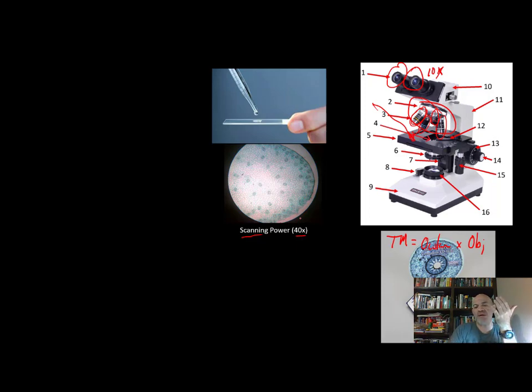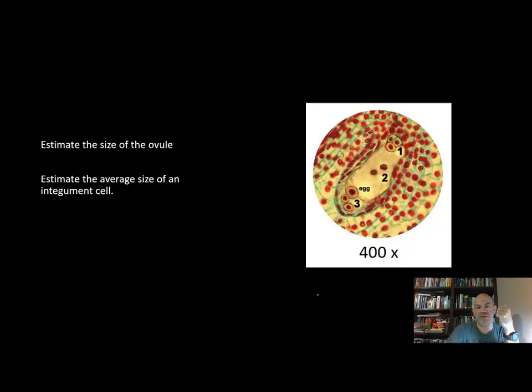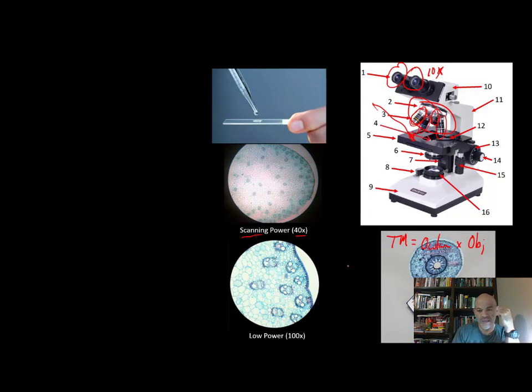Now, if I move up to low power, I'm going to see less of the specimen. My field of view has gotten smaller. So here under low power, the magnification is a total power of 100. And this brings up the idea that when your magnification increases, what happens to your field of view, the diameter that you see, is that it decreases. So the two variables move in opposite directions. That's saying they're inversely related. When one goes up, the other one goes down.